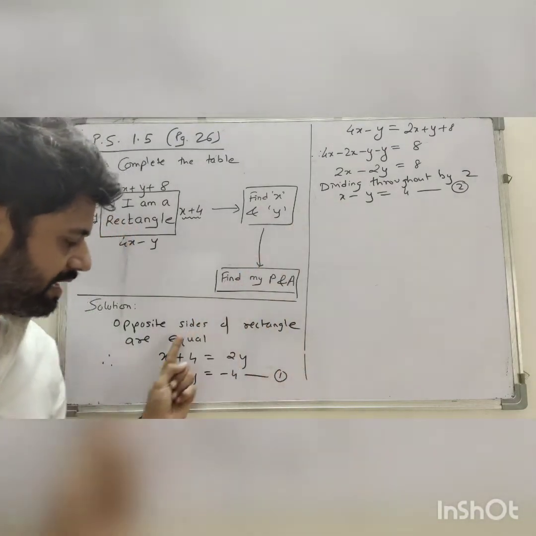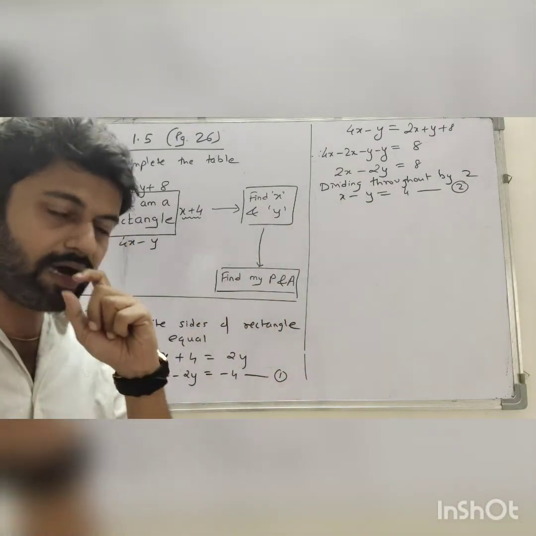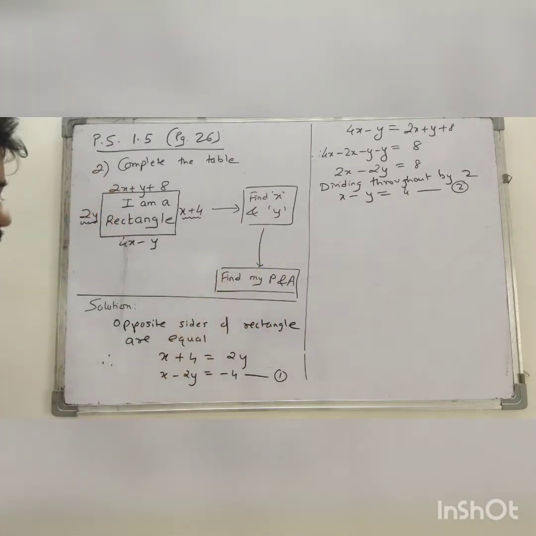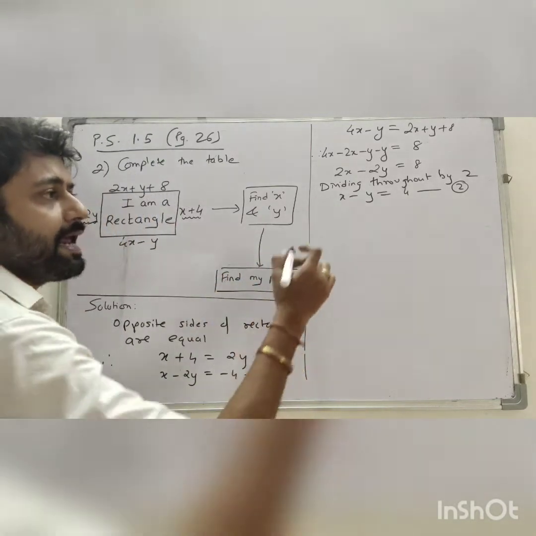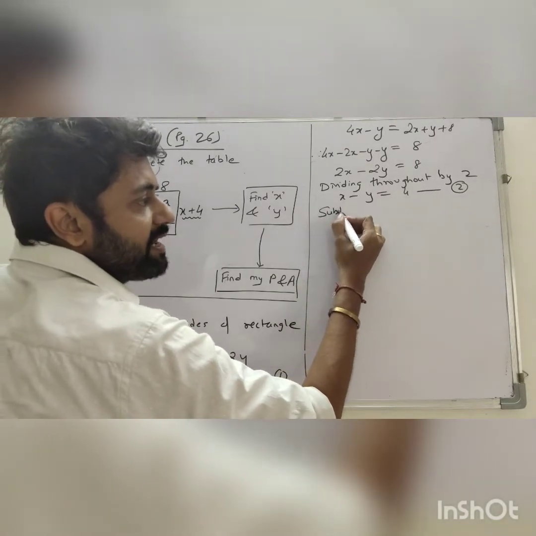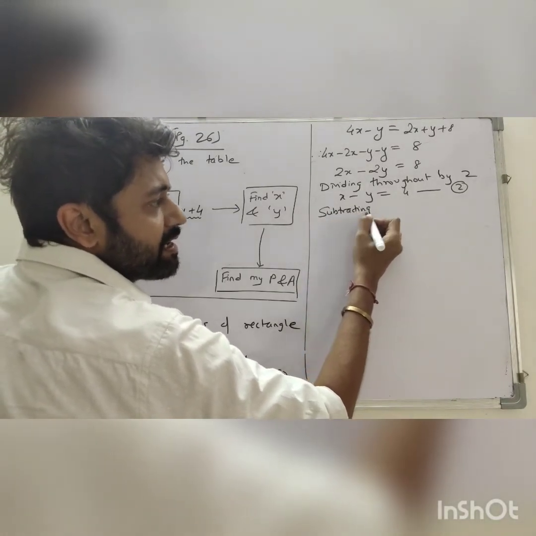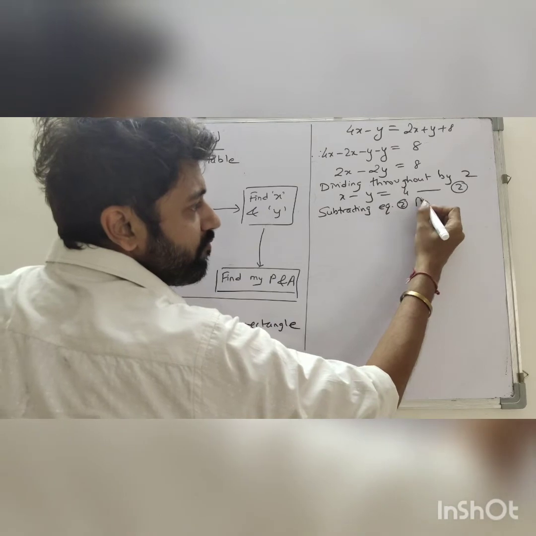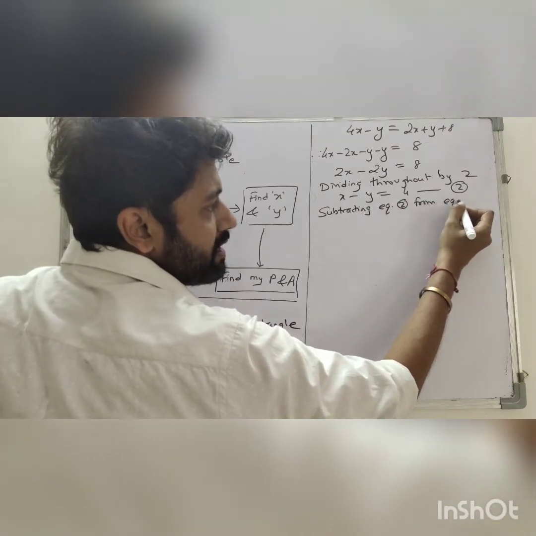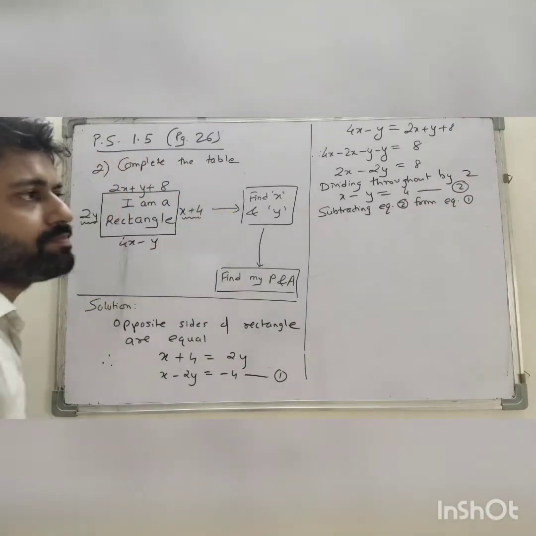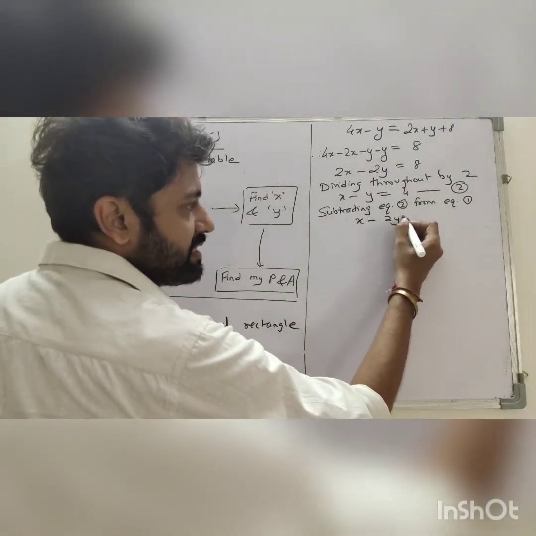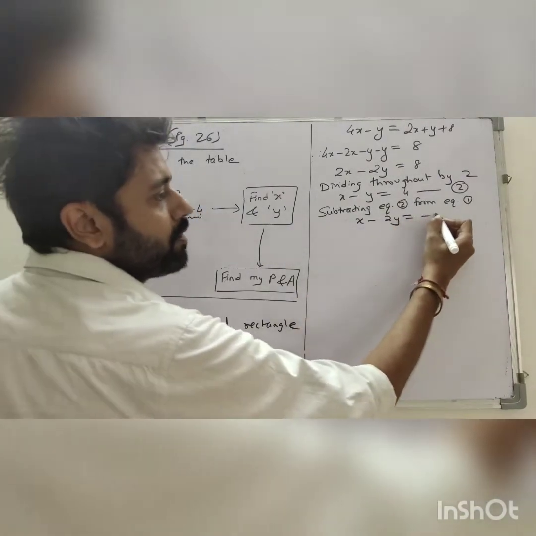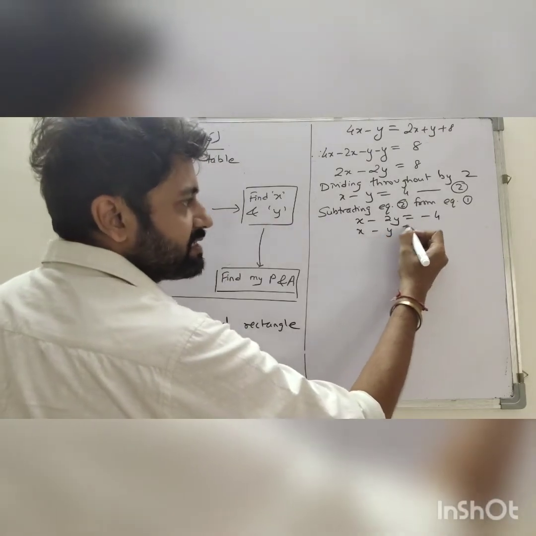Here the coefficients of x are both the same, 1 and 1. This is plus 1, this is plus 1. Same sign, we have to subtract. So I will write subtracting equation number 2 from equation number 1. I will get x minus 2y is equal to minus 4, and x minus y is equal to 4.